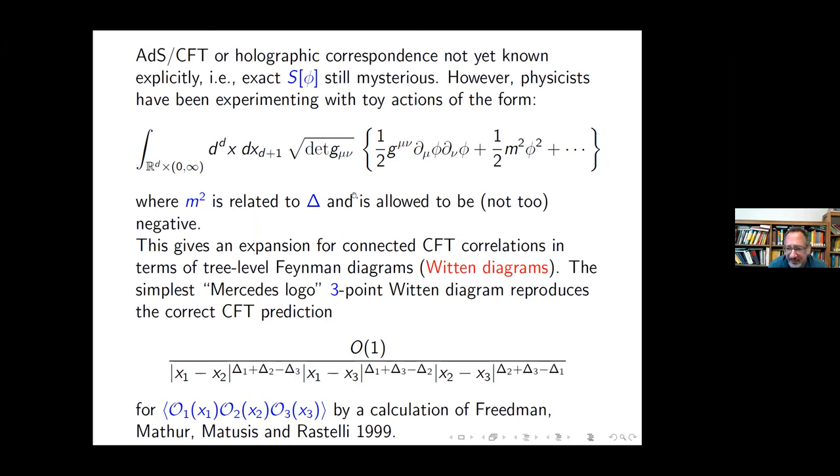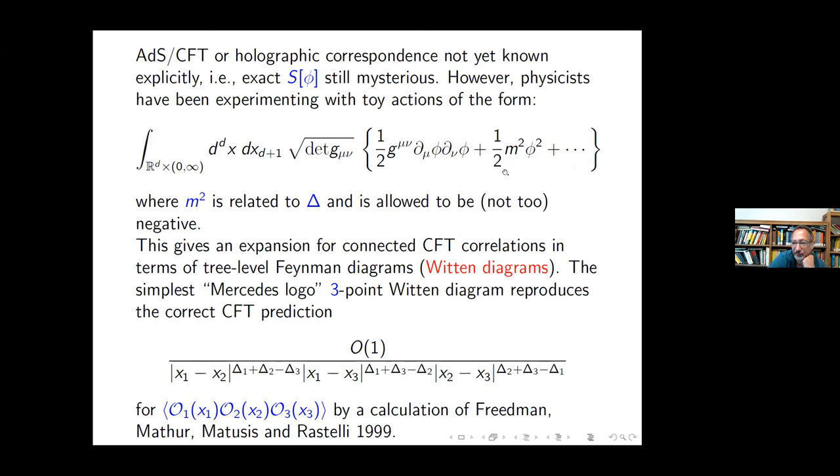people have been toying with several models, several actions. So for example, it's in curved space, you start with a kinetic term, some mass term, and you can put other things there, of course. In fact, the delta, the scaling dimension of the CFT, is related to this mass, which can actually be negative, but not too much. There is a certain bound that needs to be satisfied. But OK, you can do Feynman diagrams, a perturbation expansion.